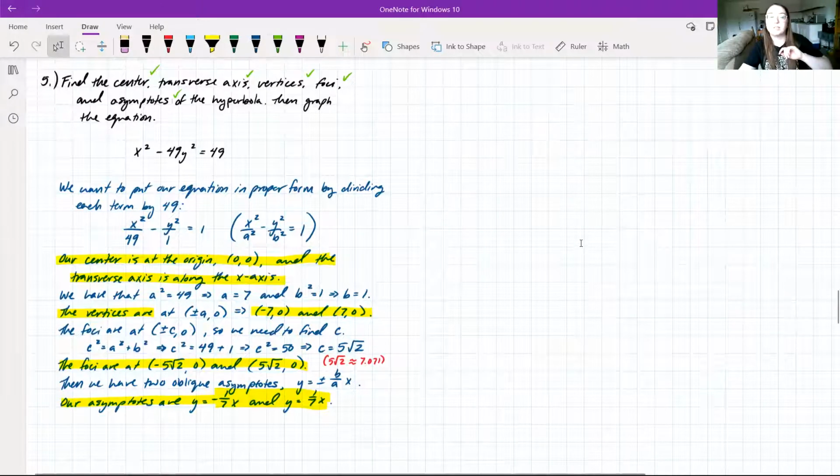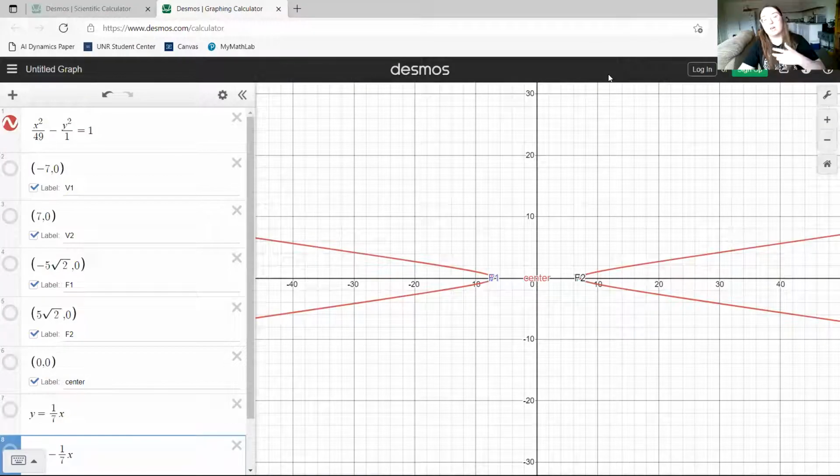So let's head on over to Desmos, where we can now see this hyperbola graphed, and we can just make sure that everything is correct. All right, so here we are in Desmos. We have our function graphed. We have our x squared over 49 minus y squared over 1 is equal to 1. We see we have our 2 branches here, and we can start making sure that we label everything.